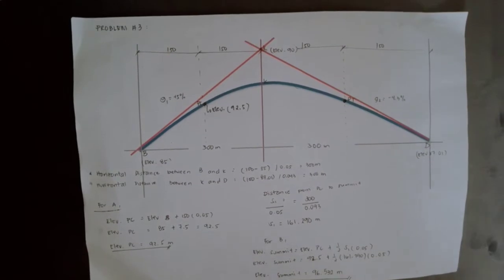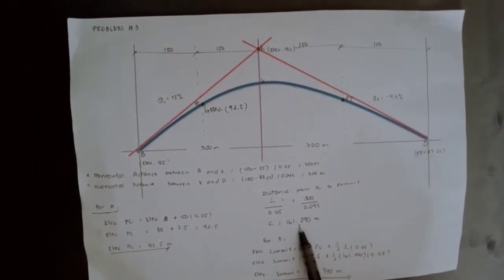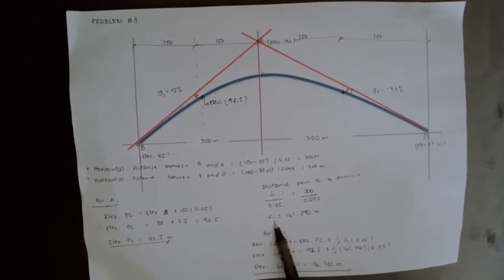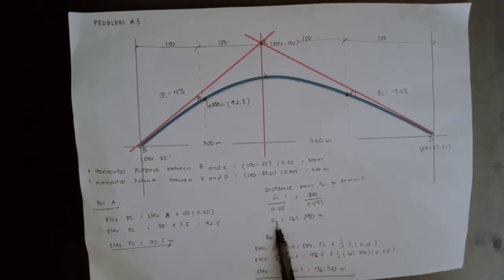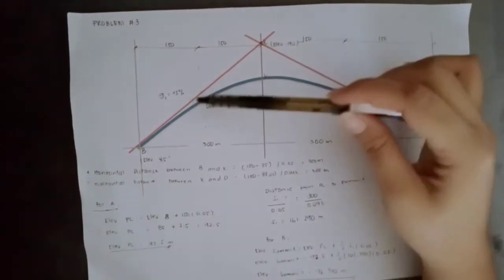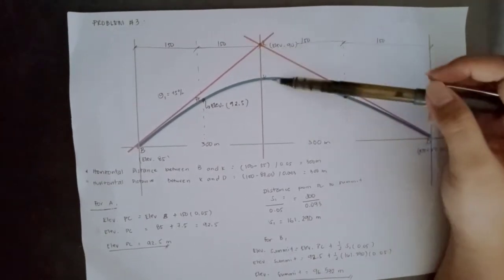And we'll put it on the calculator, and you'll have 161.290 meters. That's the distance of the summit from the PC. So, from here, it's 161. So, sobra siya ng onti kasi 152.